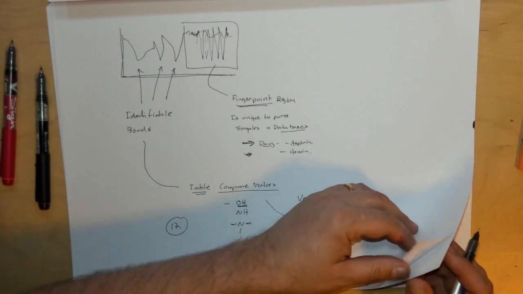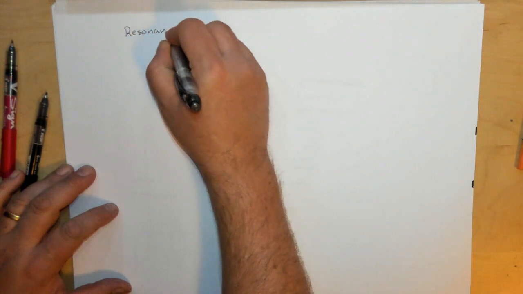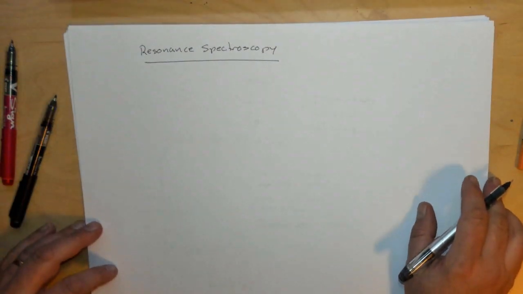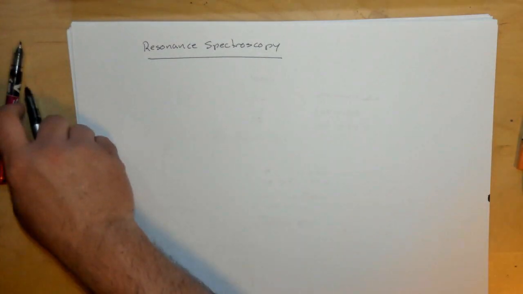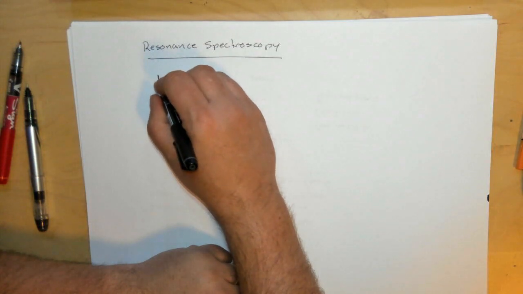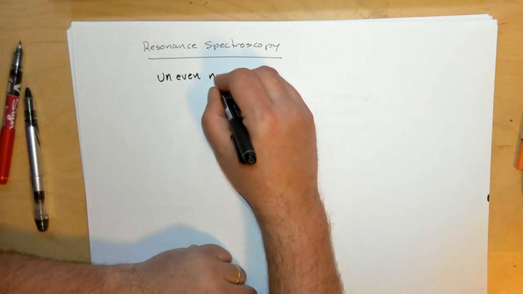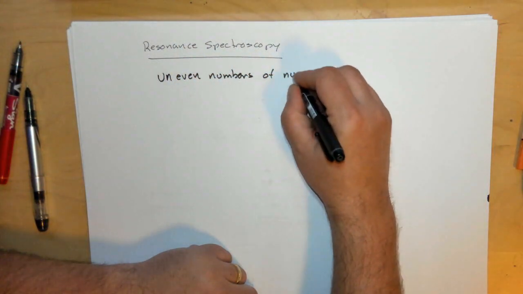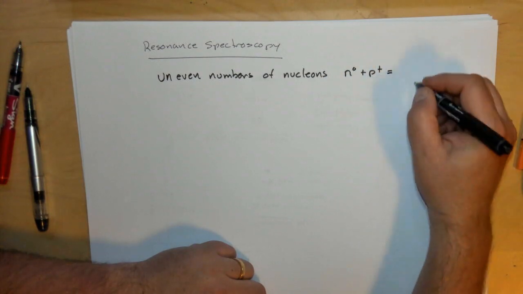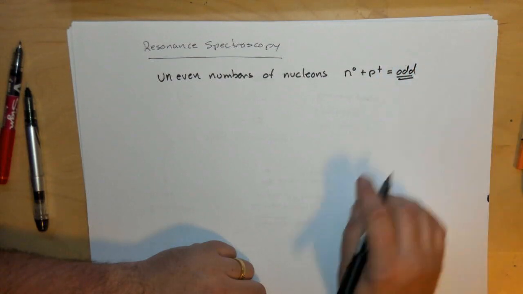So the third and last type of spectroscopy that I want to talk about is something called resonance spectroscopy. Now, resonance spectroscopy relies on the idea that, first of all, let's get some things straight here. In resonance spectroscopy, you have to be looking at samples that have atoms that have an uneven number of nucleons. That means that the number of neutrons plus protons has to be what? Odd. Has to be an odd number.